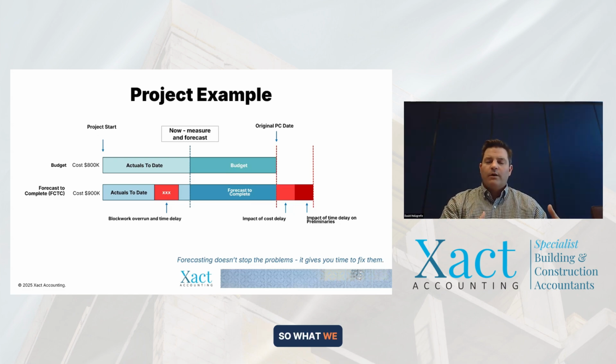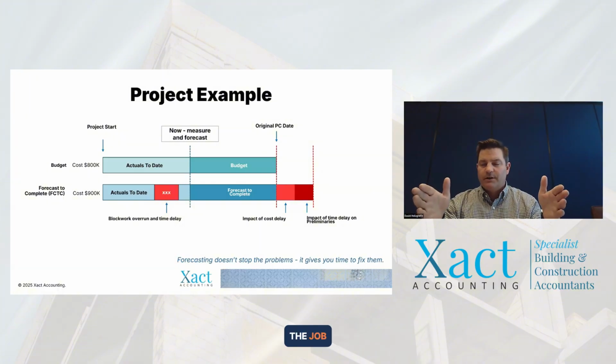So what we want our clients to do, and it's not easy, and I'll walk through an example in a minute after this, is forecast cost to complete. So we know the block layer has had an overrun. We know there's a time delay. We want to now try and forecast what does that mean to the overall budget of the job, okay?